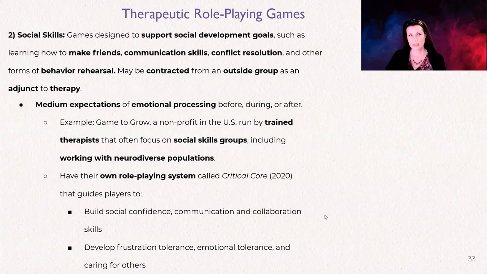So there are social skills groups, and these are games that are designed to support social developmental goals, such as learning how to make friends, communication skills, conflict resolution, and other forms of behavioral rehearsal. And so again, these may be contracted from an outside group as an adjunct to therapy, or they may be run by therapists. And there are medium expectations of emotional processing in social skills groups before, during, and after.